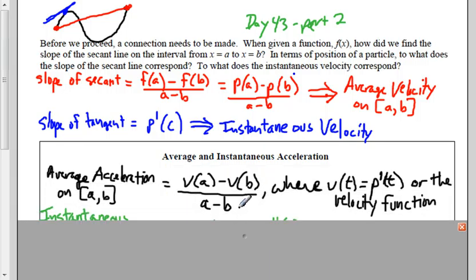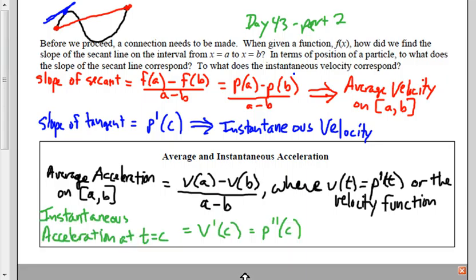Hopefully we see a little connection here: the average acceleration on a closed interval from a to b is rise over run of the velocity function. So we have position, the slope of the secant line leads to average velocity, and the slope of the tangent line of the position function leads to instantaneous velocity. Now, average acceleration is the secant line of the endpoints of the velocity function. Again, v of t is the velocity function, which is also equal to the derivative of the position function. So average acceleration is the slope of the secant line, and instantaneous acceleration at time t equals c is the derivative of the velocity function, which is equivalent to the second derivative of the position function.